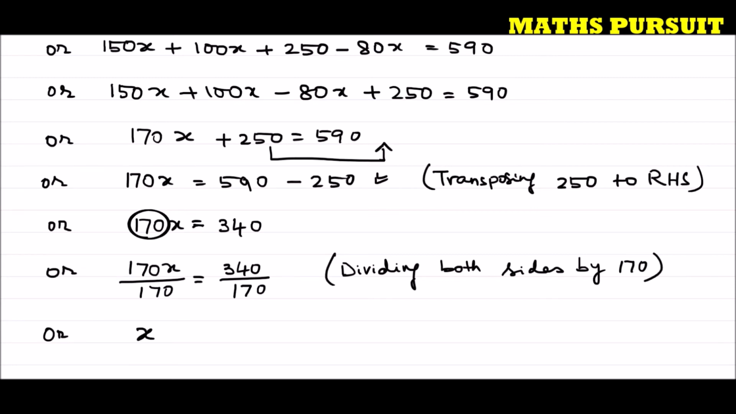Or x is equal to, how x? 170 cancels out, we are left with x. X is equal to 34 divided by 17, and 17 2s are 34. So x is equal to 2. What we got? We got x is equal to 2. Let us remember the value of x.